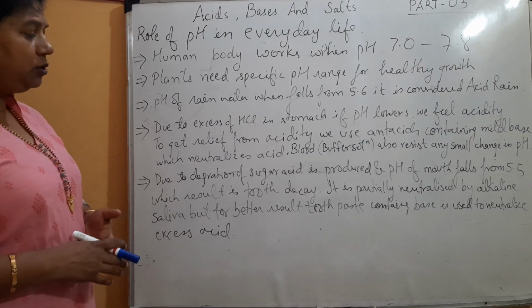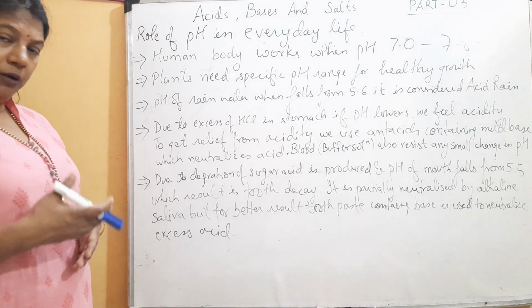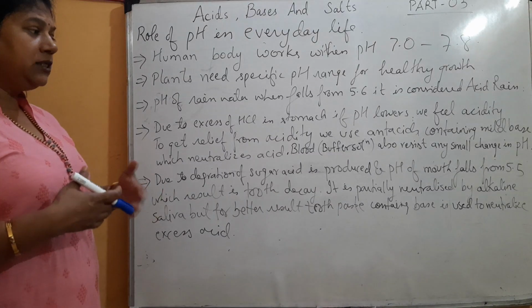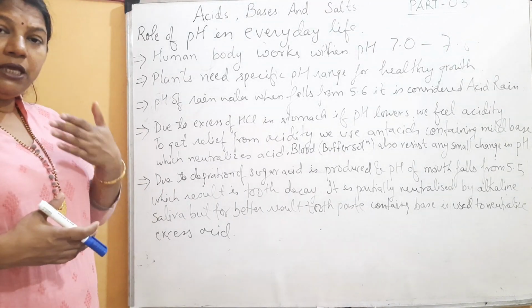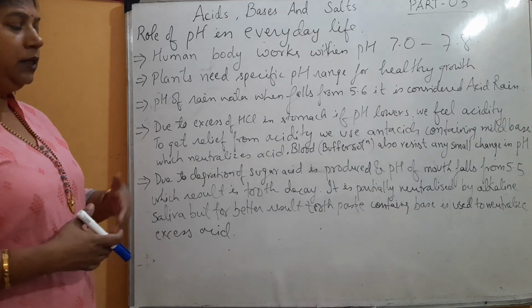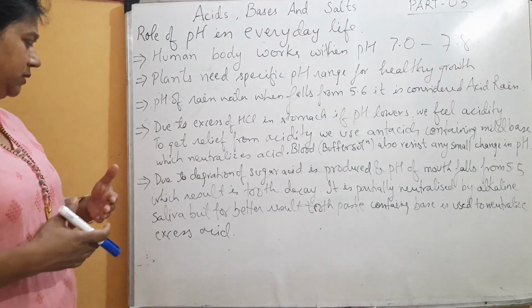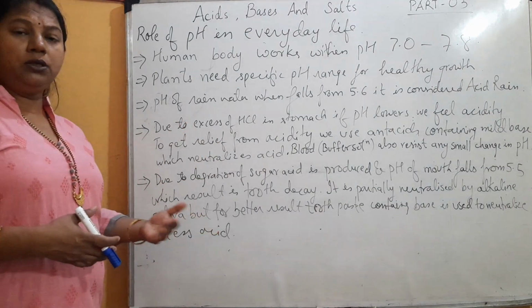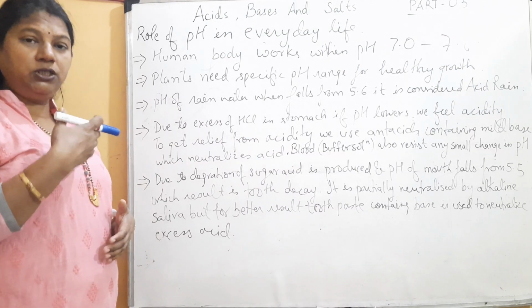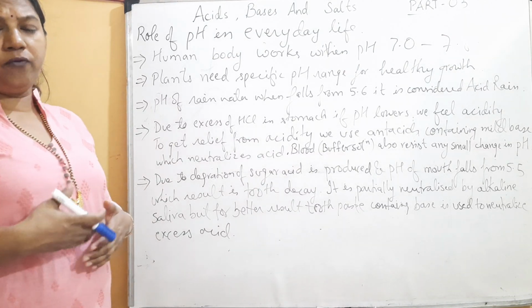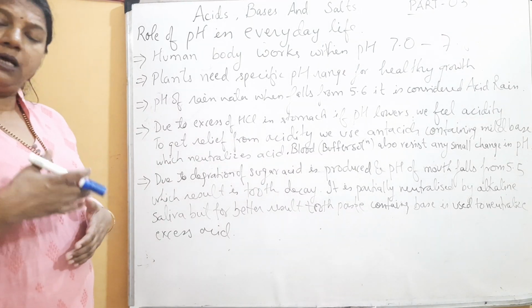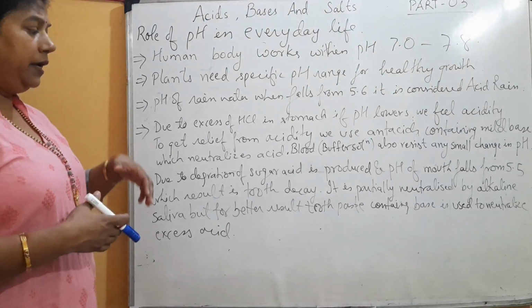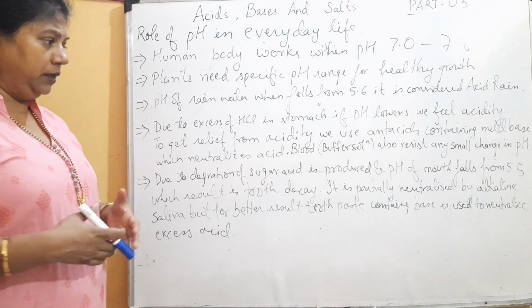Due to degradation of sugar in the mouth, acid is produced and the pH of the mouth lowers down, that is, it falls below 5.6, which results in tooth decay. It starts damaging the hardest part of our tooth, that is the enamel. It is the hardest part of our body. It starts decomposing that enamel.